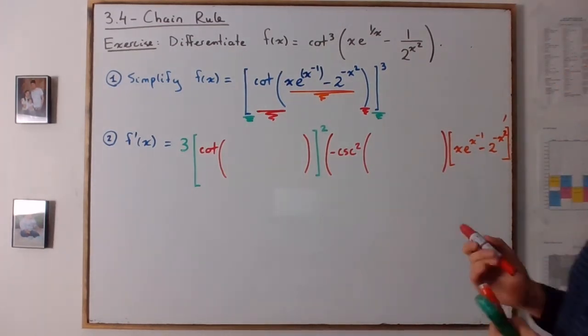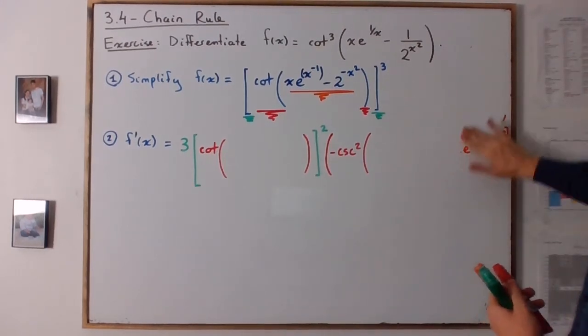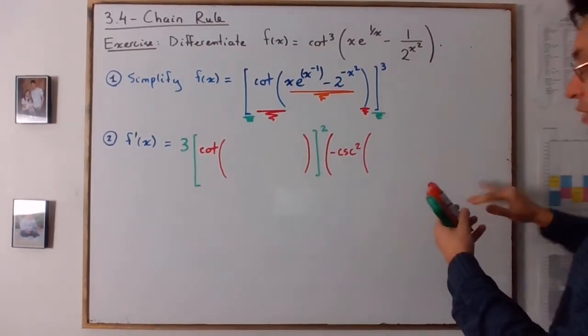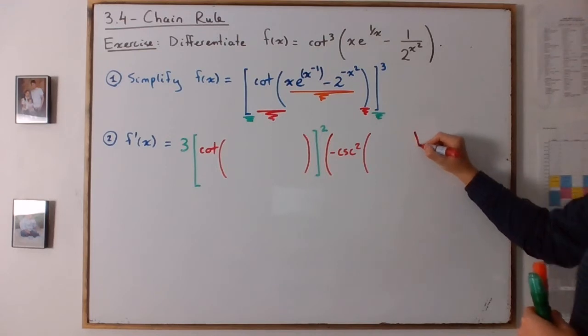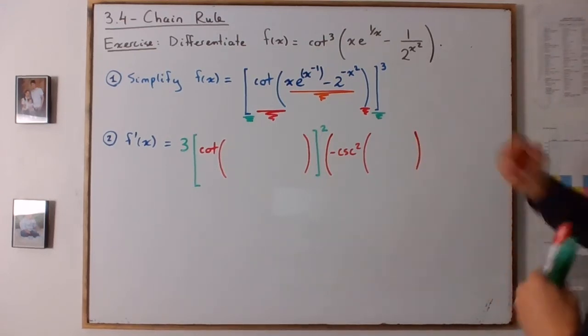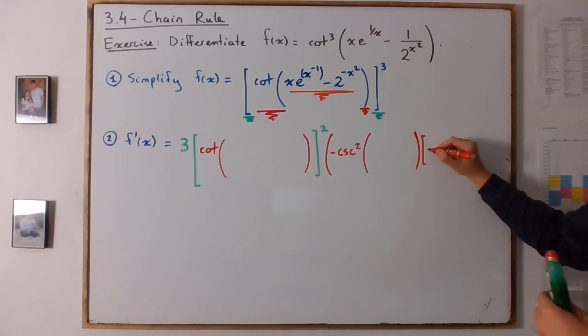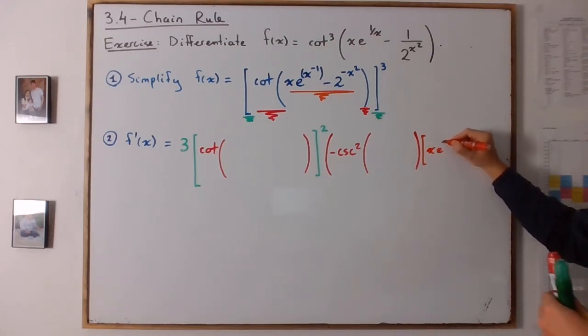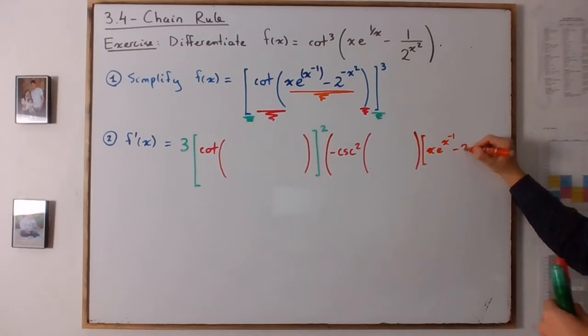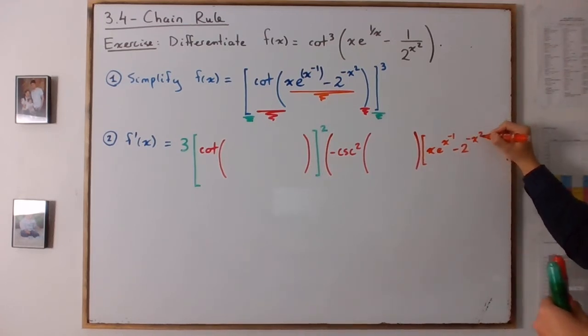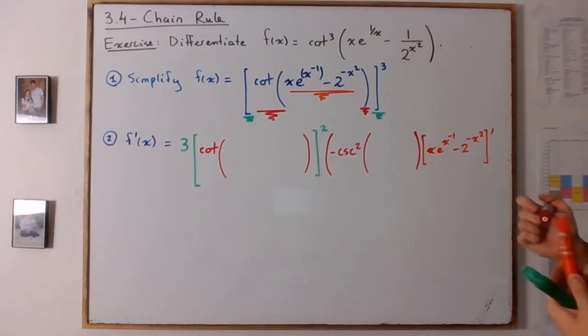And unfortunately, oh, I know what I'm going to do. I'm going to push that bracket a little bit. So like this, and then we have here the derivative of the rest, which is x e to the x to the negative 1 minus 2 to the negative x squared. All of this is being primed, okay?